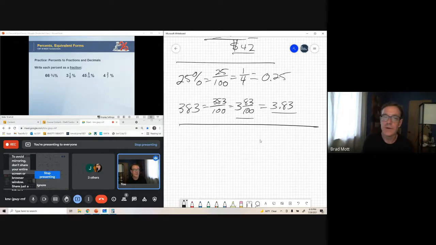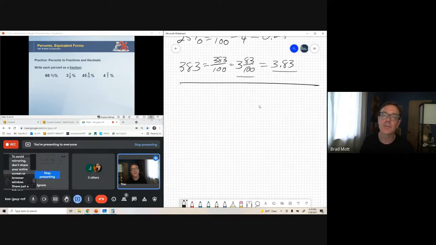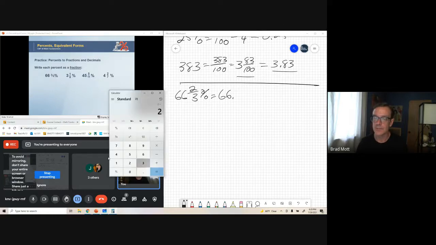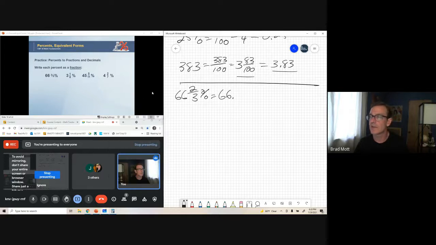So let us look at converting each of these percents to fractions and decimals. So 66 and 2/3%. Let's first turn it into a decimal. We'll go 66 and 2 divided by 3, which is 0.66. We'll just say 0.66, or 66.66%.